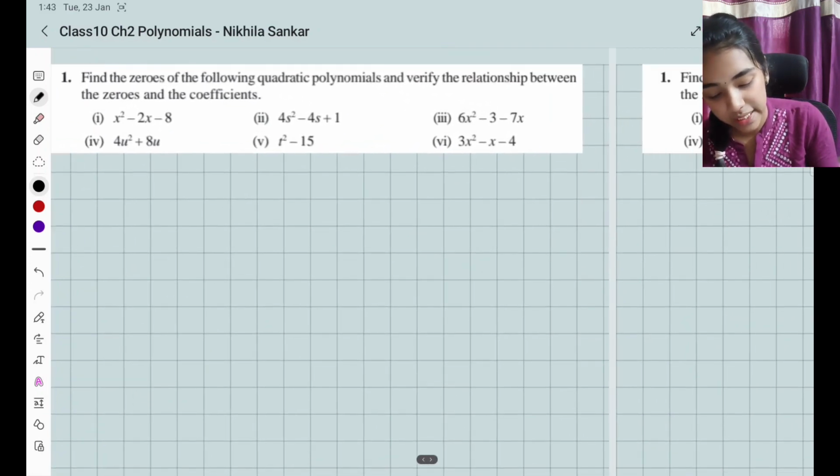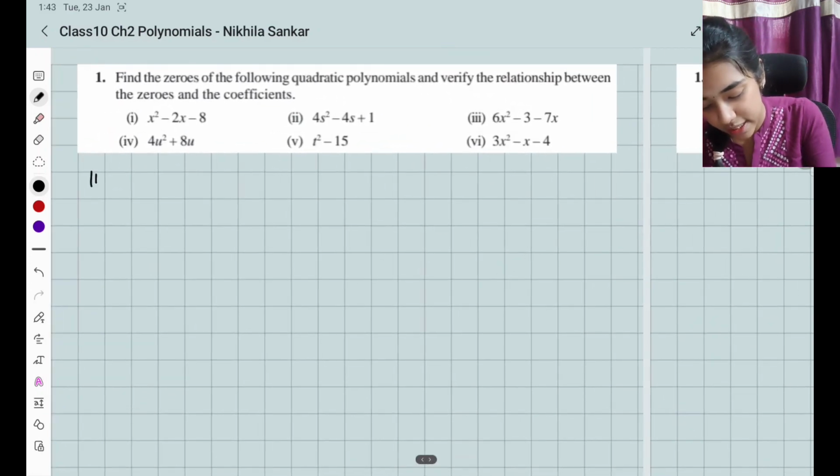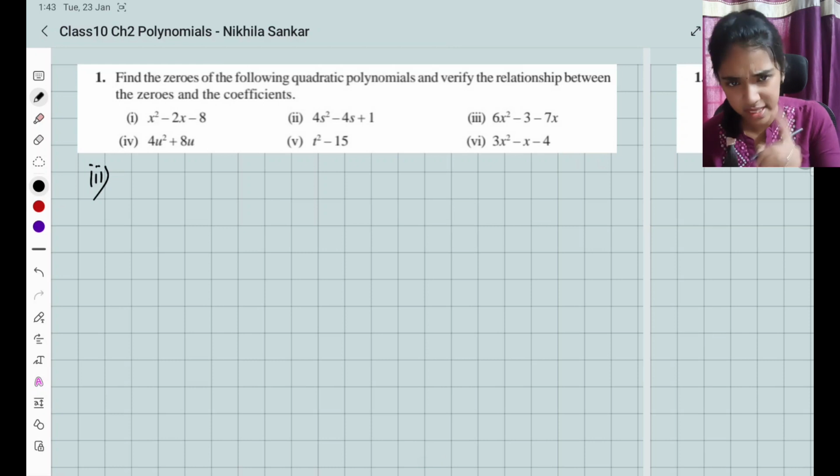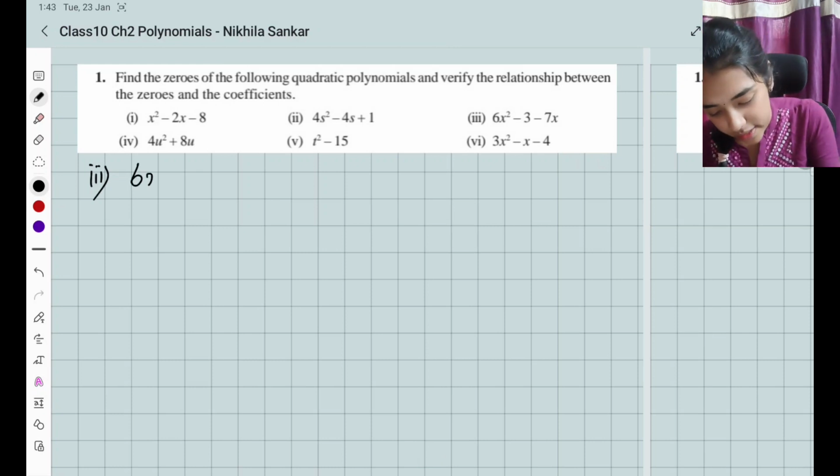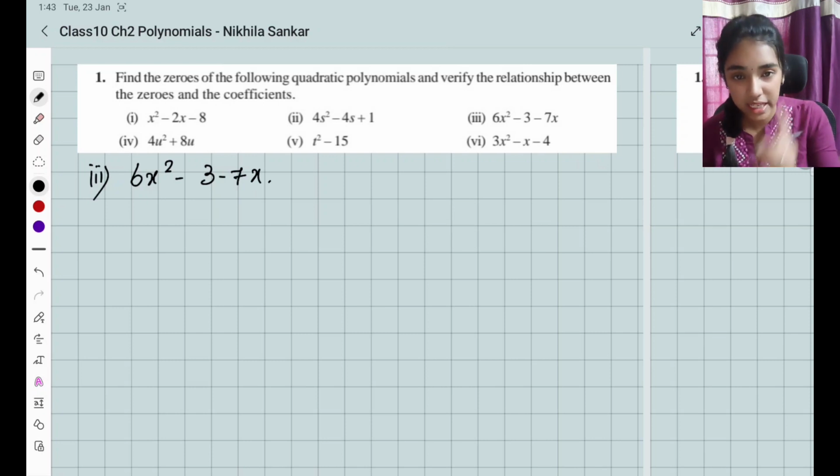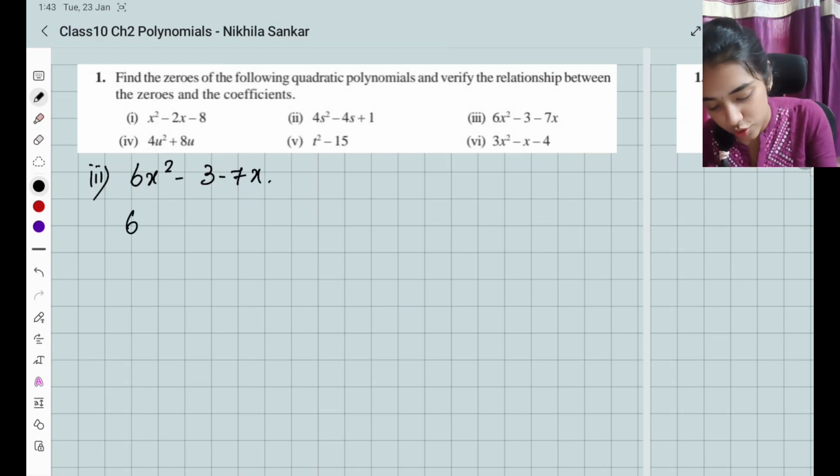Now question number 3. Very simple questions தான் இதெல்லாம். Splitting the middle term மட்டும் கரெக்டா பண்ணி zeros கண்டுபிடிச்சிருங்க. Okay, so you have 6x square minus 3 minus 7x. First இத default formula, general formula எழுதணும். So 6x square minus 7x minus 3. இதுதான் நம்மளோட general form. So இந்த மாதிரி எழுதணும்.